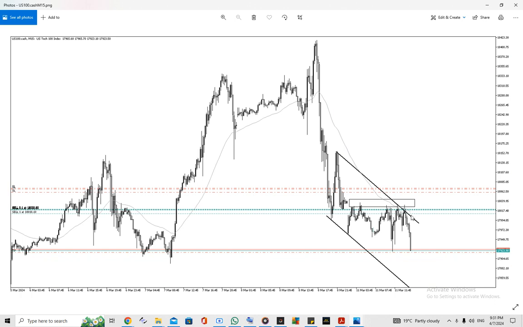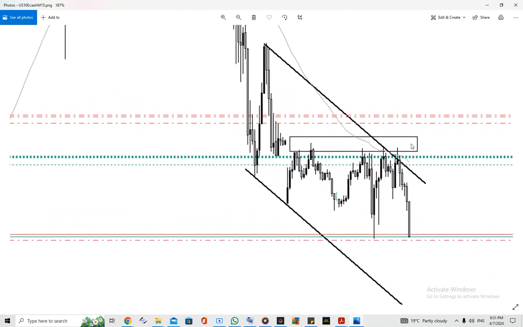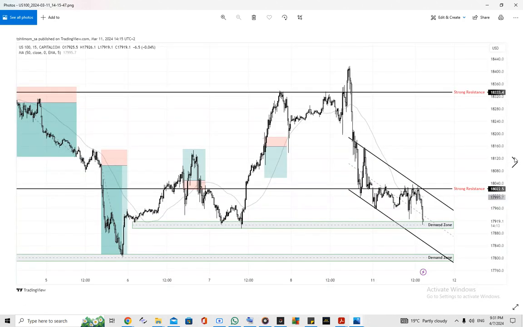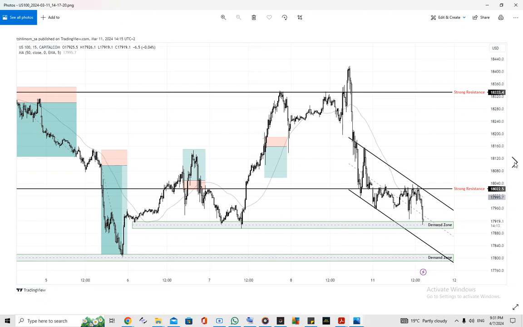So I entered this trade. As you can see, I marked out that resistance level. I saw that the market was just playing around at that level. So I just entered my sales from there and made a bit of money. As you can see, I was targeting this level, which is like a demand zone.